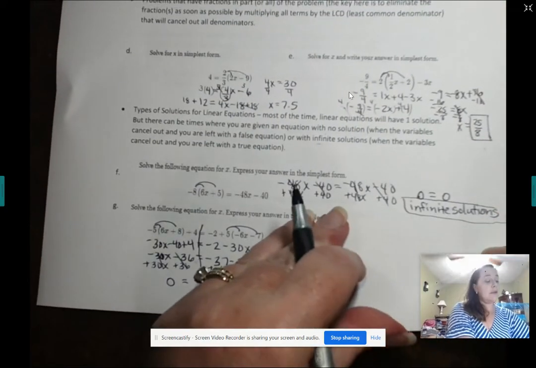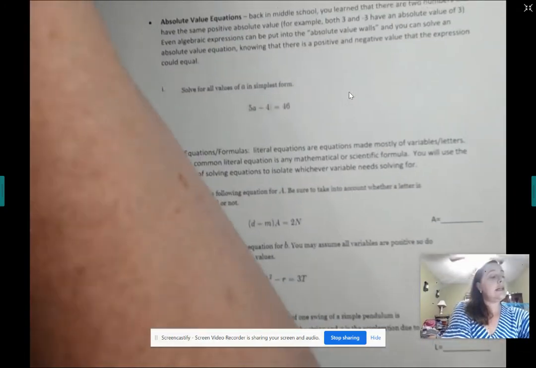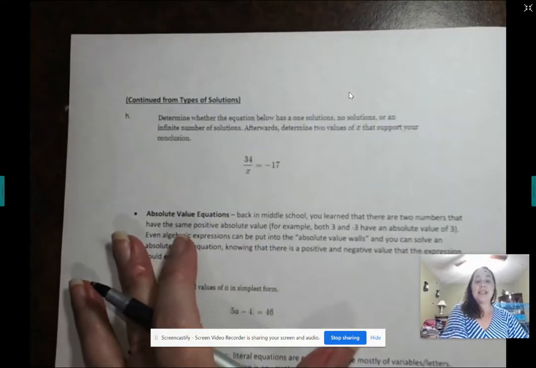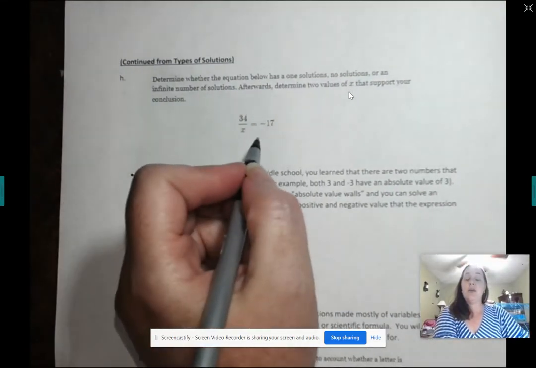All right, we're halfway done with our notes already. Now let's look at the next problem. It's related to that. It gives us an equation that we need to solve for.